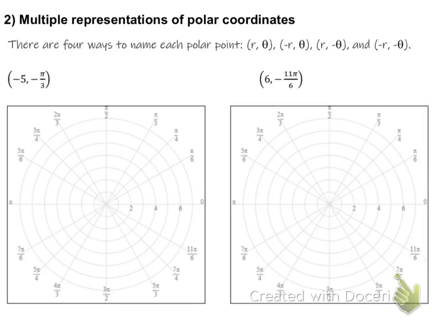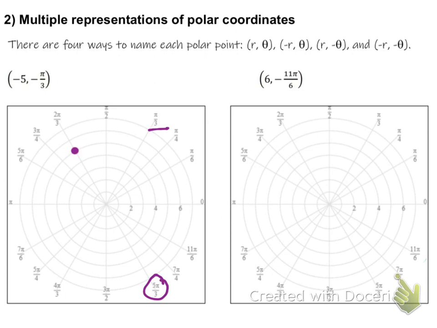For each polar point, there are 4 ways to name it, depending on whether r is positive or negative and whether theta is positive or negative. To figure out what we're looking at, we need to find our point first. So negative pi over 3. Positive pi over 3 is here, so this must be negative pi over 3. And we want to go 5 units in the opposite direction.